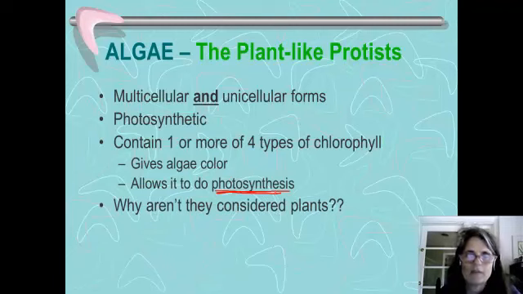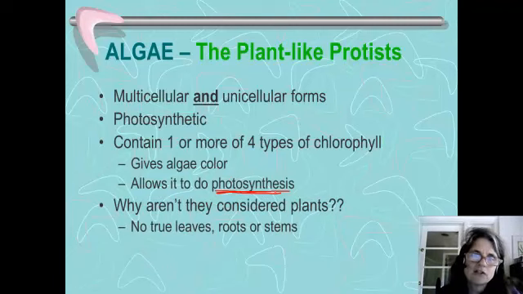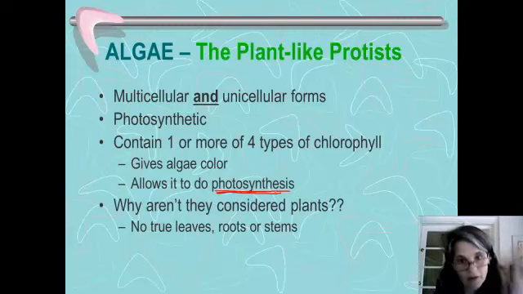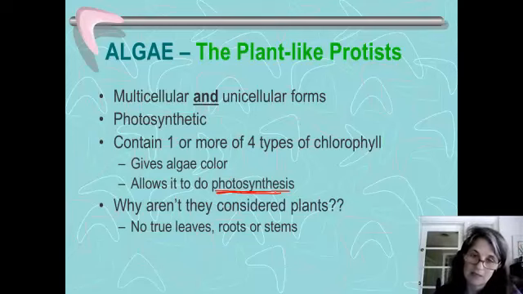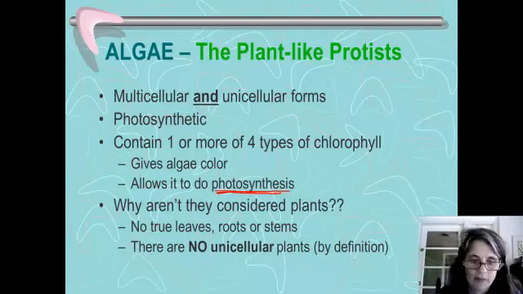So, why aren't they plants then? Algae lack true leaves, roots, and stems. Even though some of them may look like they possess them, if you look internally, the structures are not there. So just be aware, just because something looks like something does not necessarily mean it has homologous origins. It doesn't mean they're homologous structures. They may be analogous and not really show a true evolutionary relationship.